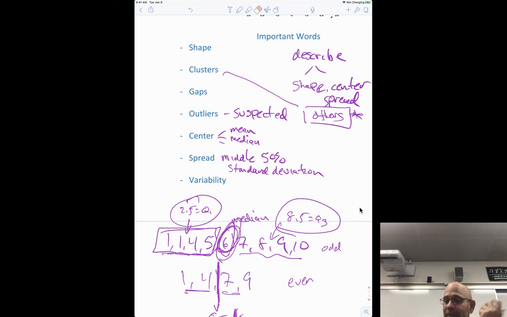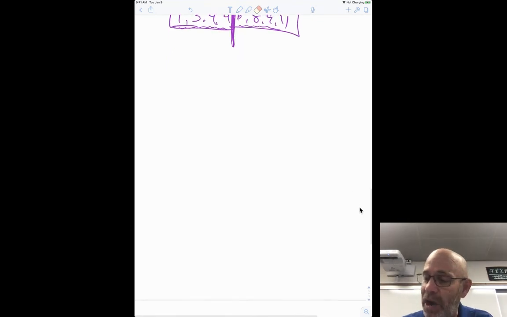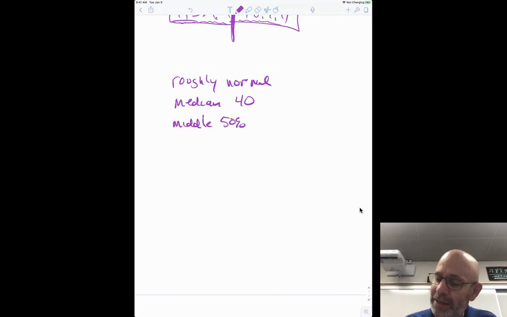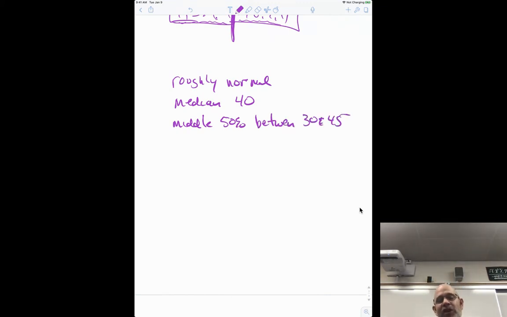But for us right now, if someone says describe, here's what you'd say. Something like roughly normal, median 40, and middle 50% between 30 and 45. It kind of does a nice little job of describing your shape. We'll actually show you how to draw a box and whisker plots and things like that to help with that. So that's it for section 2.1. Let me know if you have questions before we go over it in class. Have a nice afternoon, evening, whatever it might be when you're watching this video.